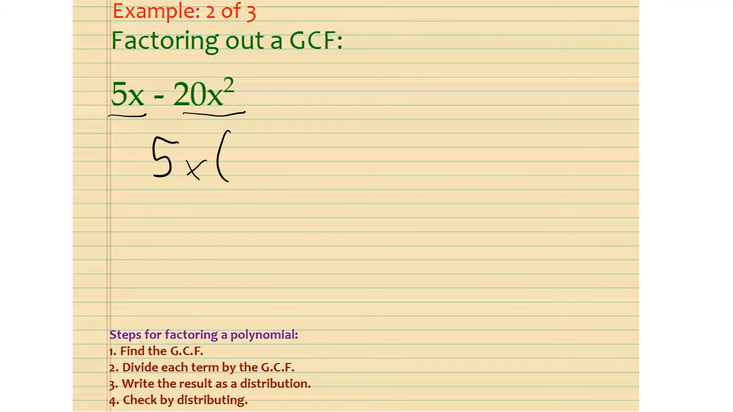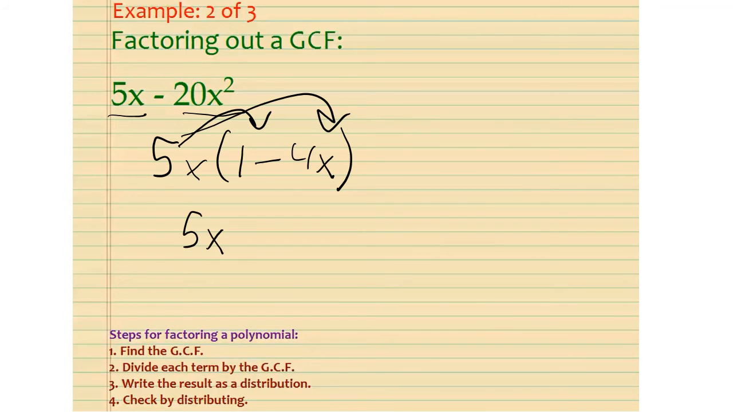5x divided by 5x is 1. Make sure you put that 1 there. Negative 20x squared divided by 5x is negative 4x. Close parentheses. I can redistribute to see if I did it correctly. 5x times 1 is 5x. 5x times negative 4x is negative 20x squared. And that's what I started with. Very nice. Greatest common factor. Very powerful tool.